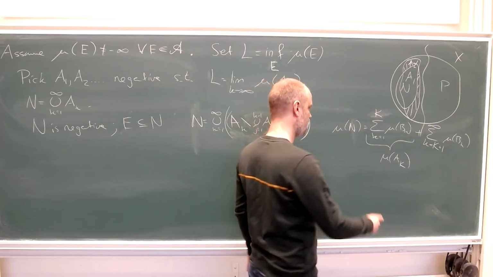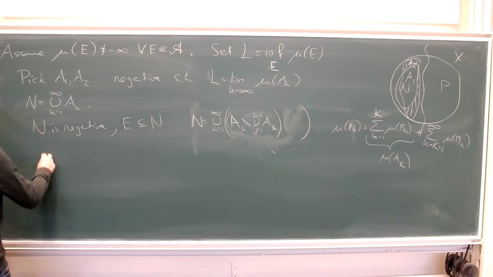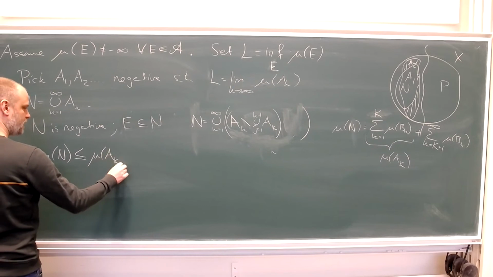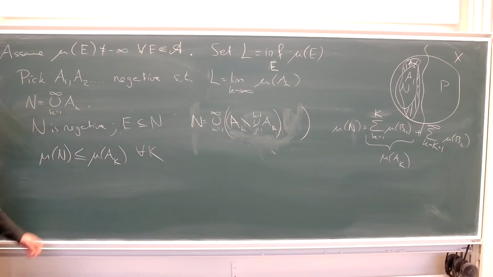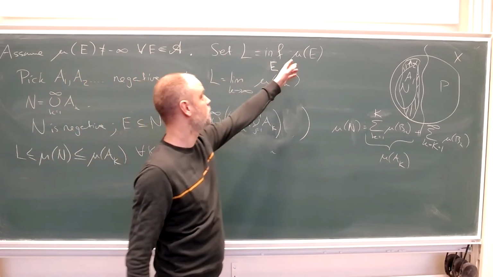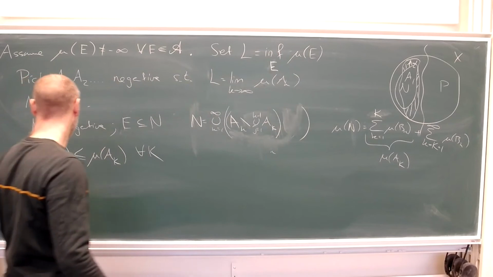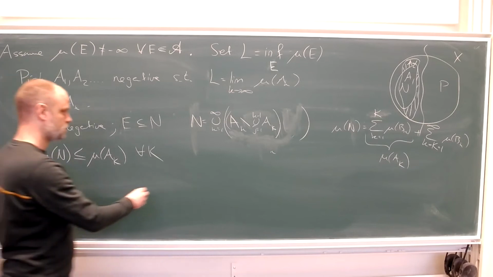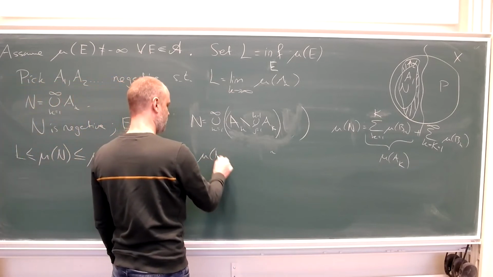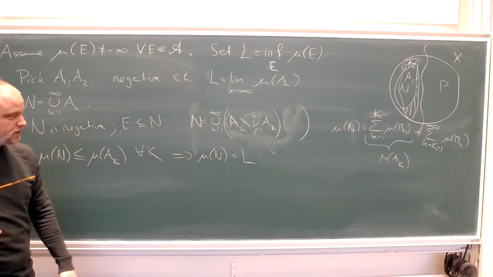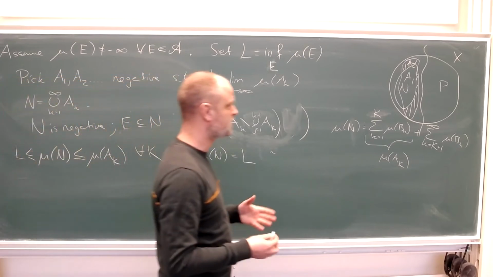So this one is less than or equal to mu of AK for all k, right? But clearly, it's also bigger than or equal to L because it's a subset. I mean, L was the infimum of mu of E over any such E, and N is one of those. So we have this. Okay, so this means that mu of N is equal to L.